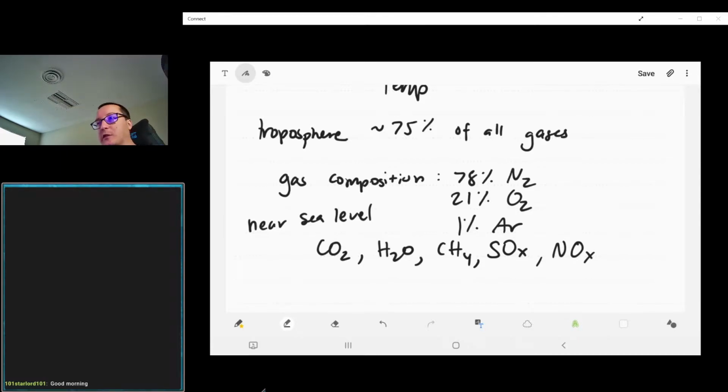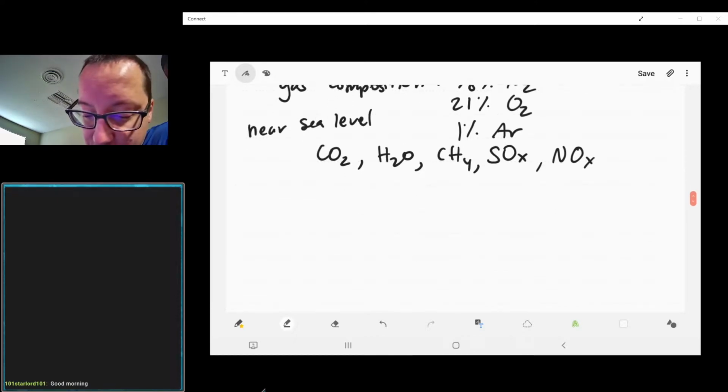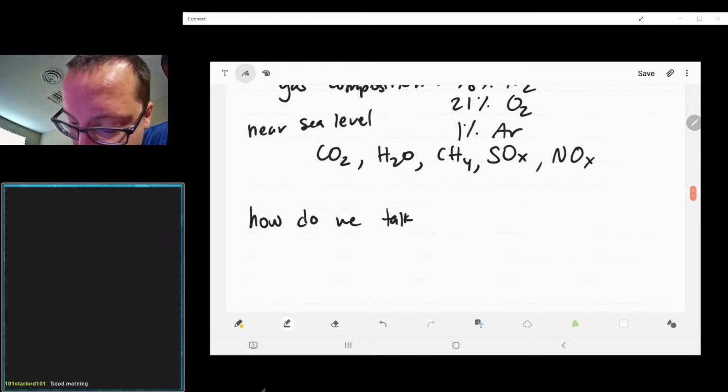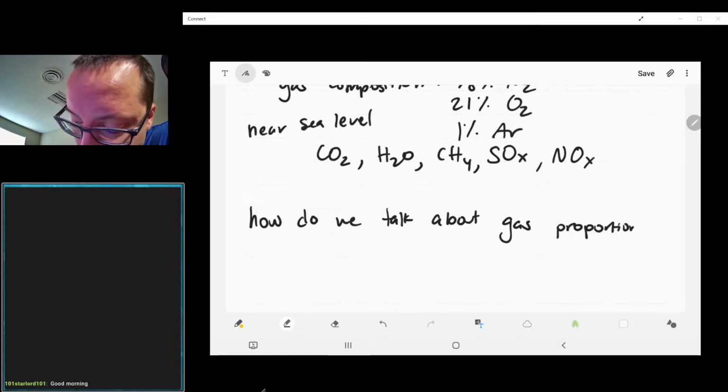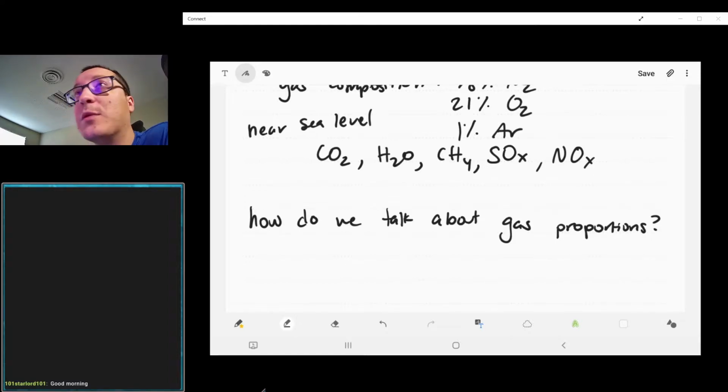Alrighty, any questions so far on the stuff that we've covered? I want to get out some concentration values for these gases. But first, we should talk about how to measure gas quantities. Certainly we can use percents like we do up here, but those work well for things that are pretty high percent-wise, and they're a little bit harder when we start talking about trace things.